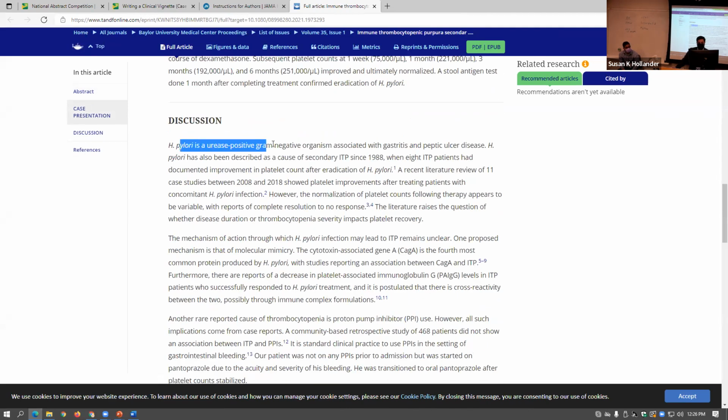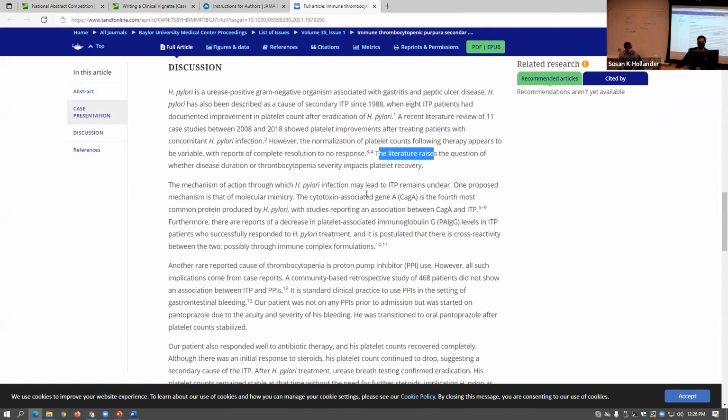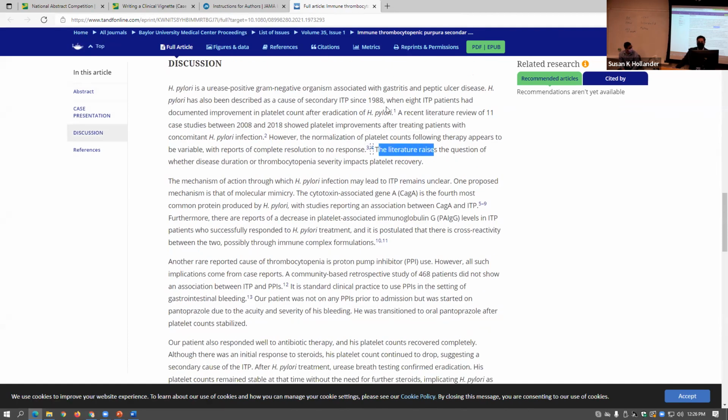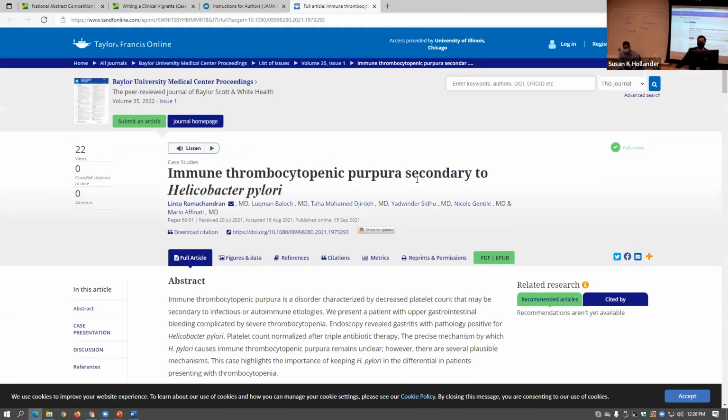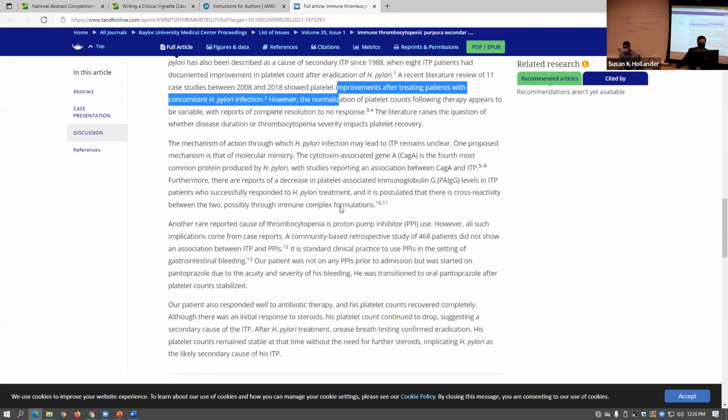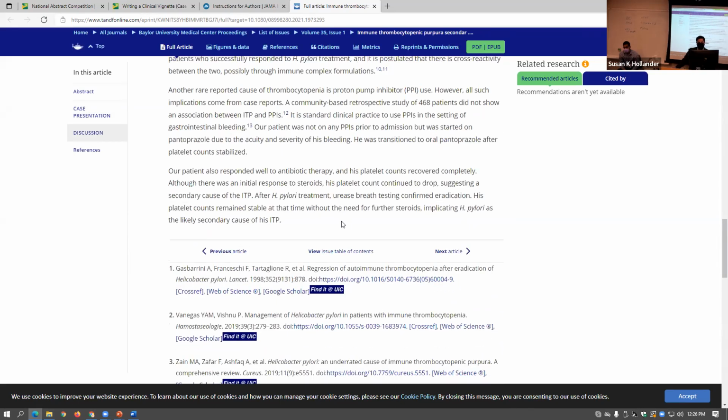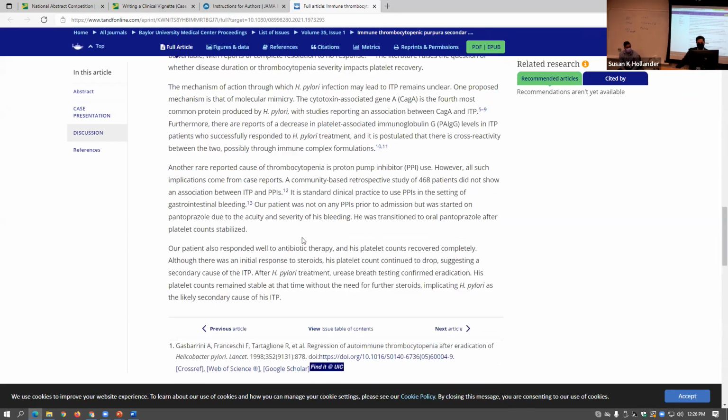And then in his discussion, he talks about quite a bit of what the literature tells us. And he has citations as to what the literature is stating. He's talking about several different studies, several different mechanisms in which ITP could be caused by an organism called H. pylori. So really well written case presentation here.